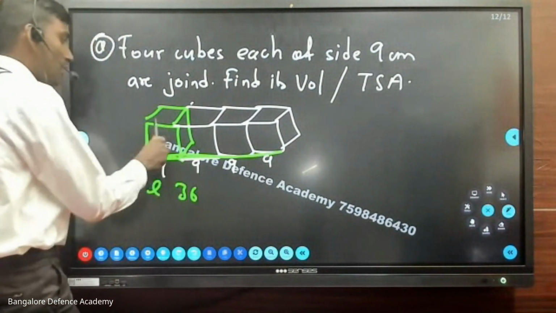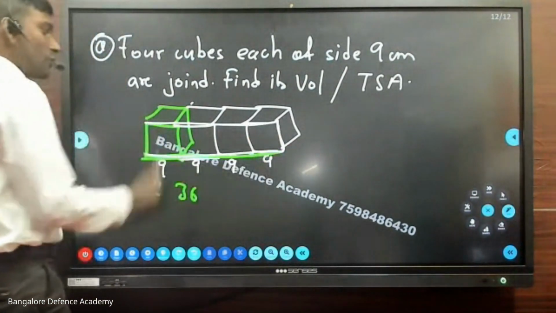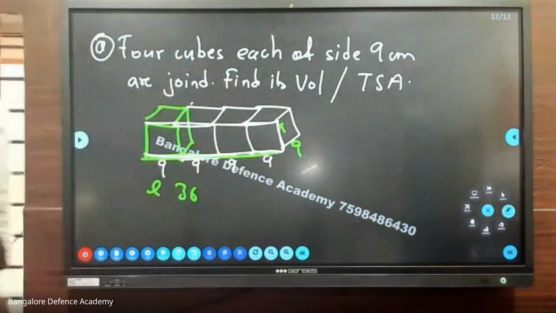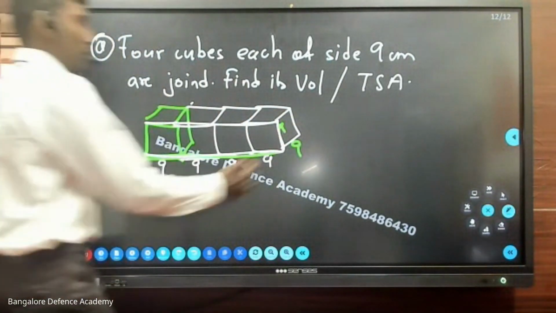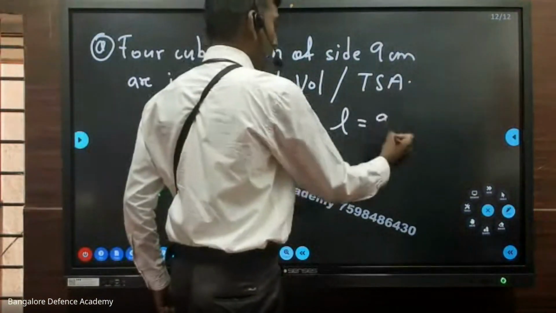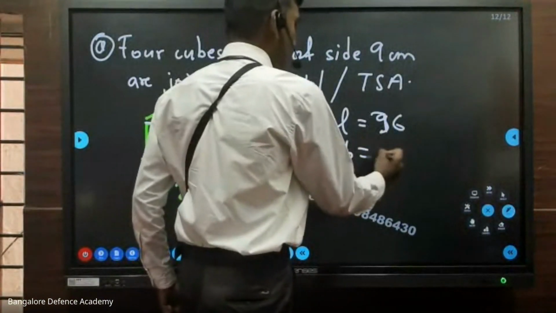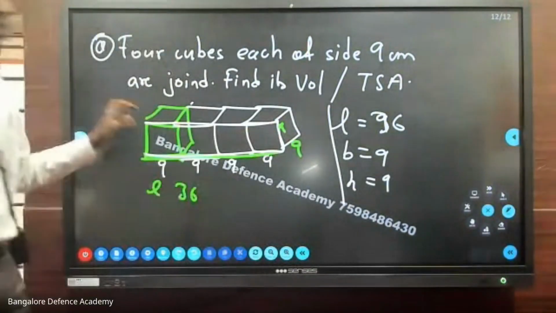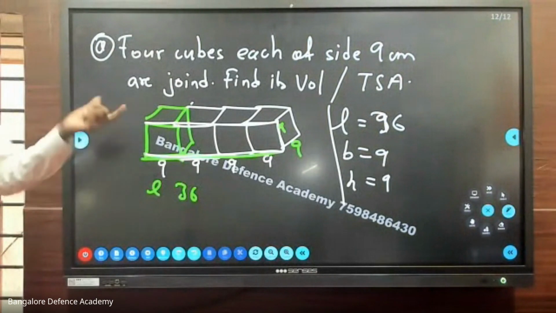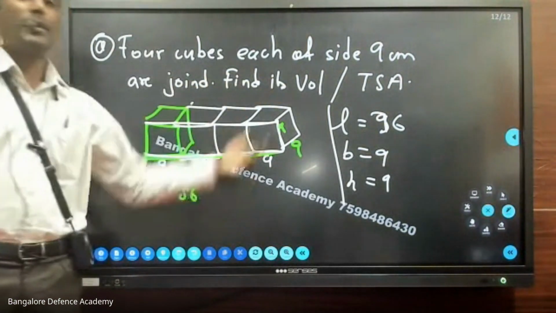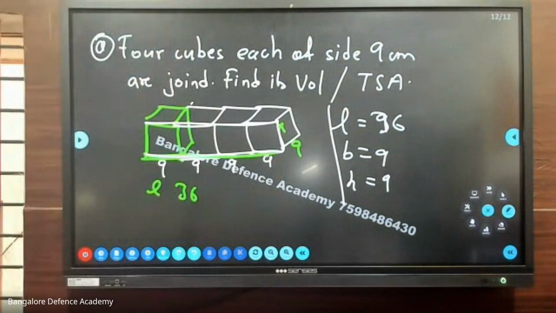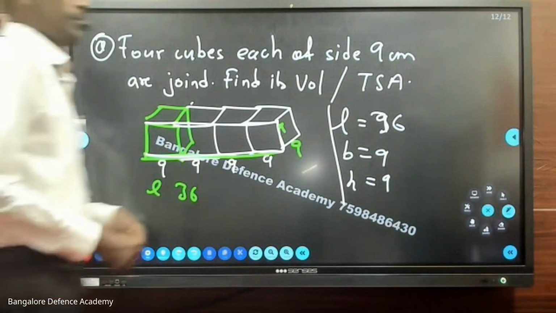Now tell me, it looks like what? Cuboid. It looks like a cuboid. The breadth will be 9, height will be 9. Breadth and height will not change. Correct? So now length is 36, breadth is 9, and height is 9. So this is a cuboid. Indirectly what are they asking you? They are asking you to find the volume of the cuboid and the total surface area of the cuboid. You have to use the cuboid formula, not the cube formula. Do you understand?